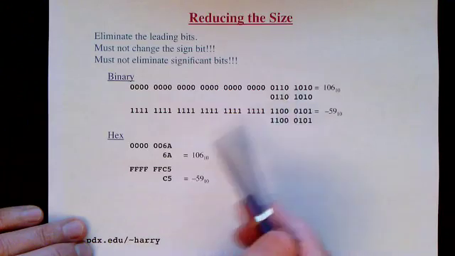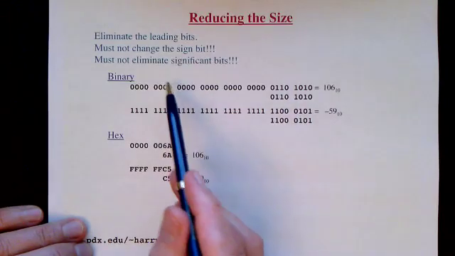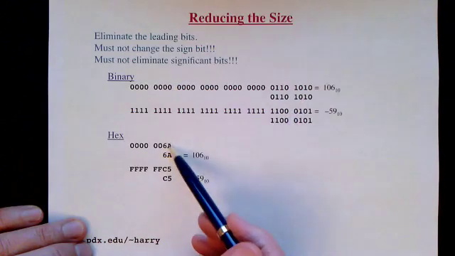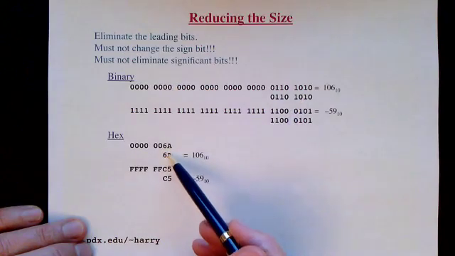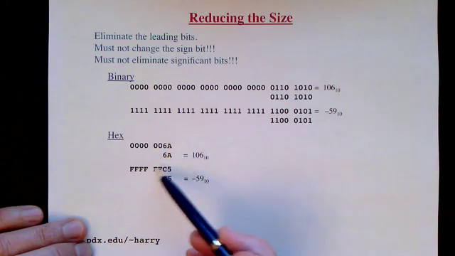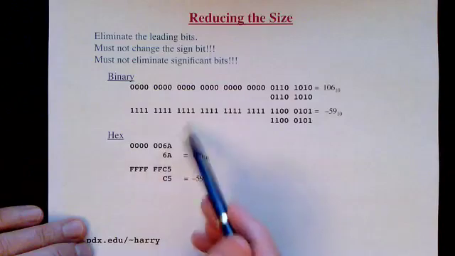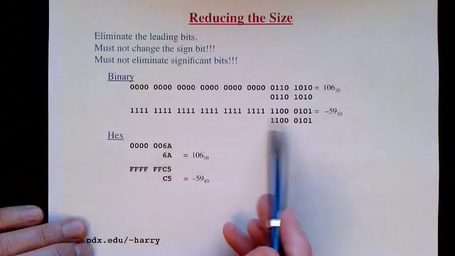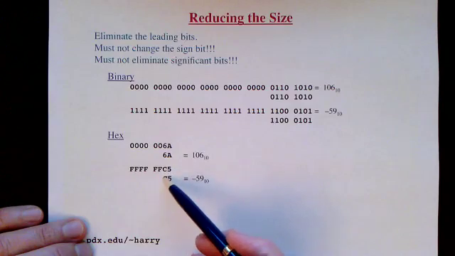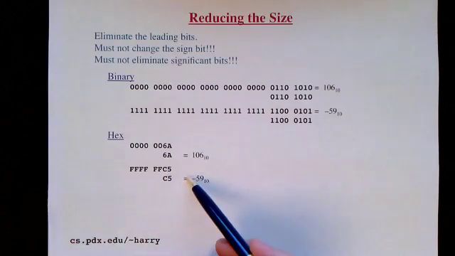Here are the same values expressed in hex. 0, 0, 0, 6A can be reduced to just 6A. Both are positive, so you're not changing the sign. And here we have FF, FF, FF, C5, and it stays negative, so the value does not change.